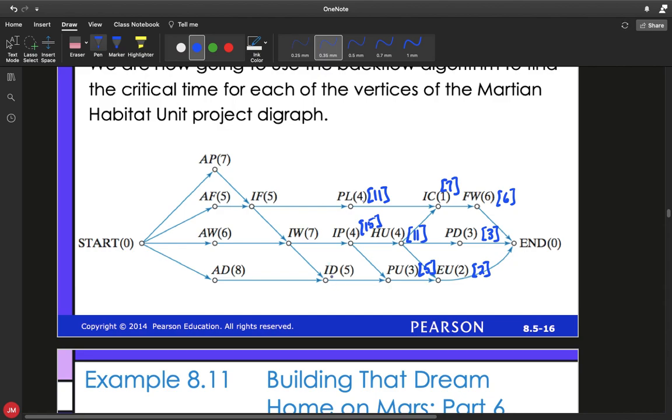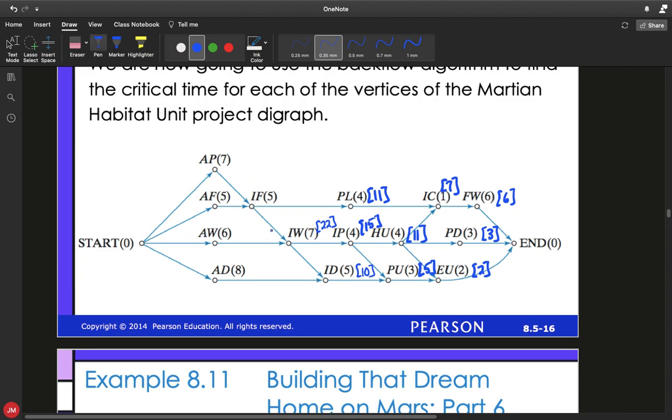Okay, next let's look at ID5. That can only go to one thing, which is PU, which does have a critical time of 5. So take your 5 plus 5 gives you a critical time of 10. Next, let's look at IW7. That can either go to IP, which is 15, or ID, which is 10. Again, picking whichever one is largest, that's going to be the 15. So take 15 plus your processing time of 7 is going to give you a critical time of 22.